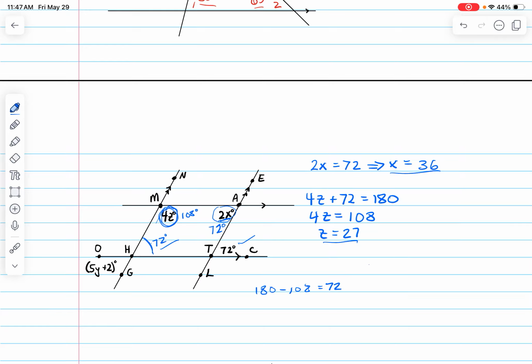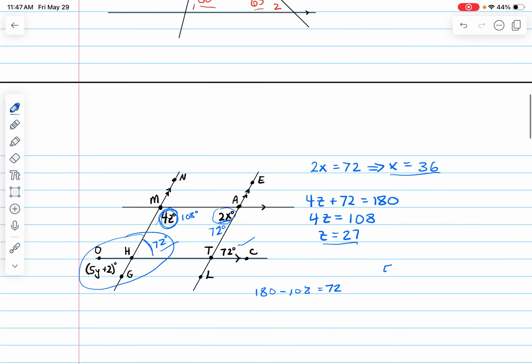Now I'm set up to find out what y is because these right here are vertical angles. So I've got 5y plus 2 has got to equal 72. So that will give me 5y is equal to 70. And then if I divide 70 by 5, I get 14.